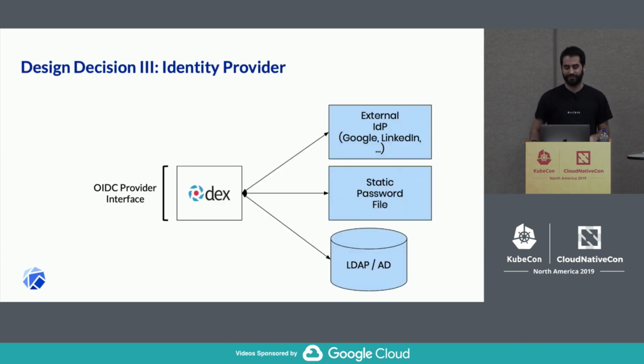Hope you got them. All right, so the third design decision is about the identity provider. We knew that in order to drive enterprise adoption of Kubeflow, we had to make sure that it will integrate very smoothly with many different kinds of authentication backends. And that's why we chose DEX as the OIDC provider. DEX is an amazing project from CoreOS, and it will integrate smoothly with an LDAP or Active Directory database, an external IDP like Google or GitHub, or a static user file. So you can use it in many different ways.